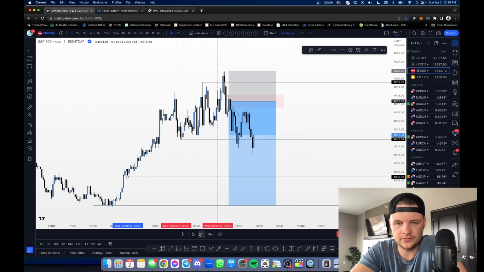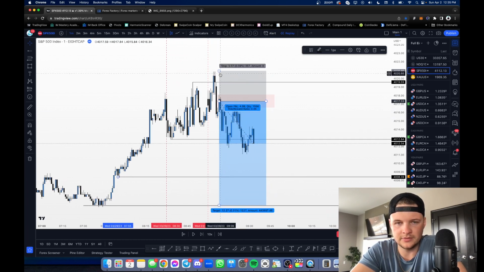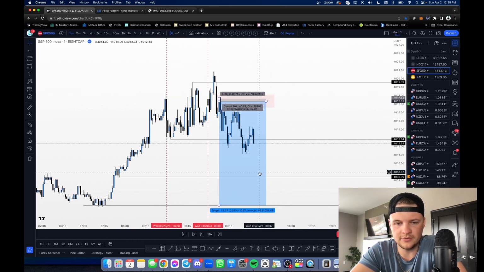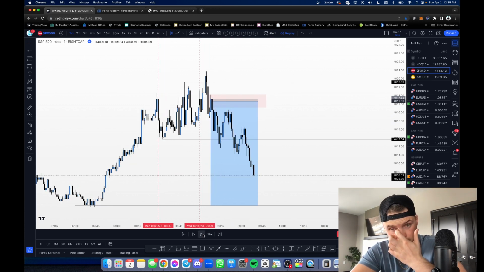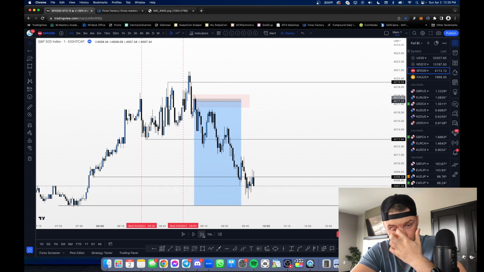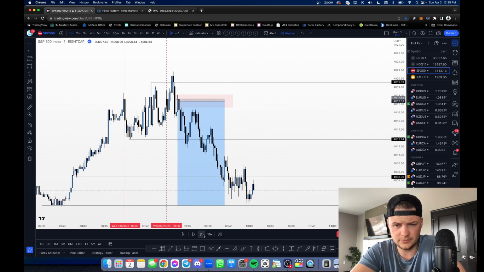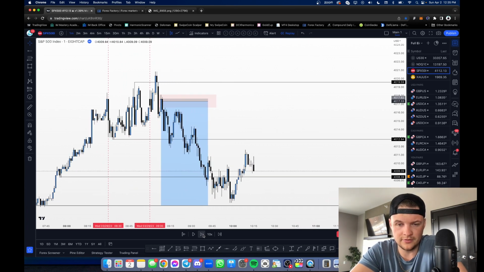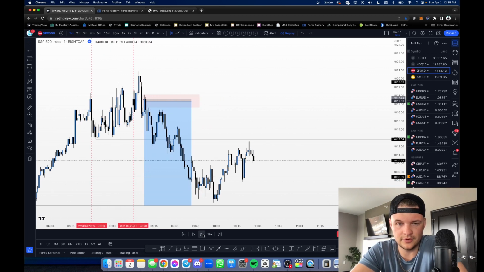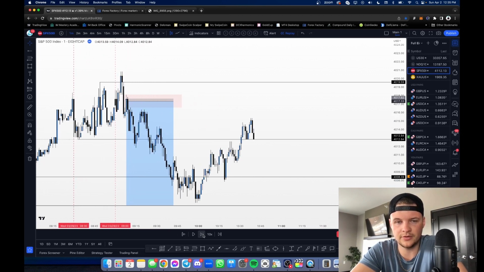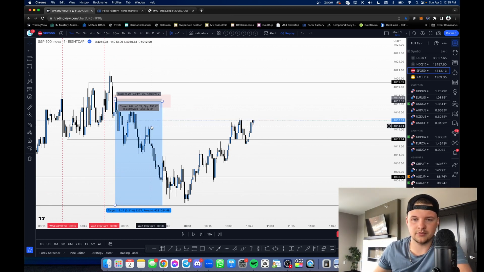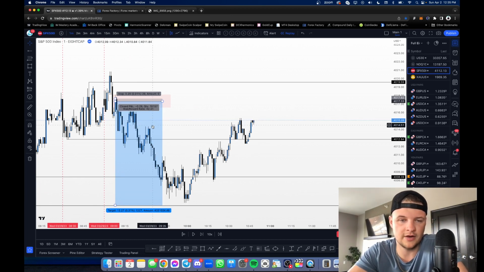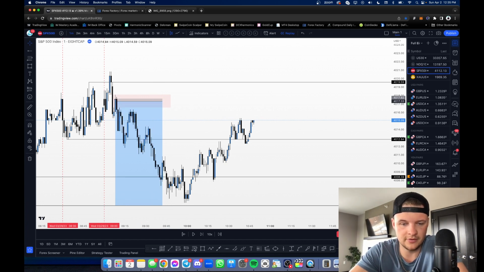TP1 got hit. At that point, obviously removing your risk. Stop to break even, right? Take profit 2. And then I don't believe take profit 3 got hit. That was how close we got to take profit 3 though. Really, really close to take profit 3. But at this point, I want to say we trailed our stop loss to here, right above this high. So we're already out in profit at this point. 2 take profits, out in profit.